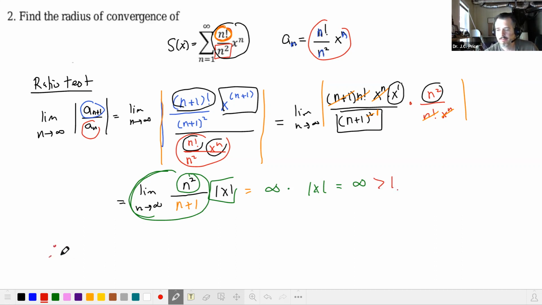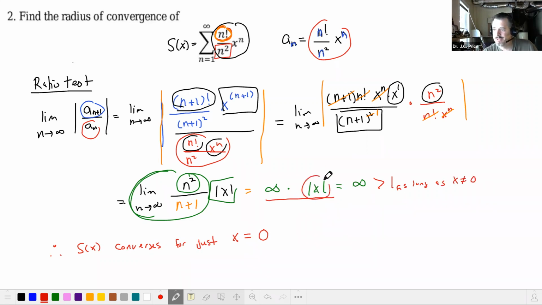Therefore, S of x converges for just x equal to 0. All right, the only time this actually doesn't equal infinity is when, I guess we should say, it's greater than 1 as long as x is not equal to 0. You don't have to write this.